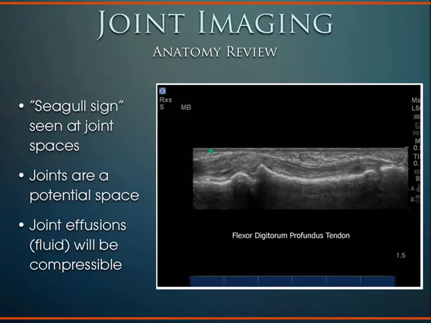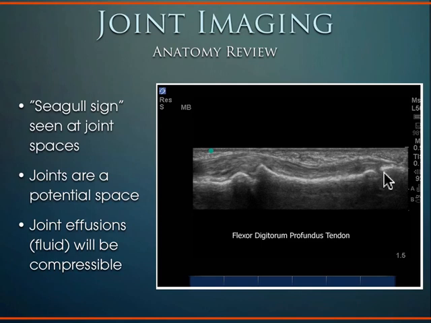So moving to joints and more bony anatomy now. When we're looking at joint anatomy on ultrasound, it has this kind of characteristic seagull sign. So I showed this image earlier. This is the PIP joint, proximal interphalangeal joint, and it has this kind of joint space here, proximal joint articular surface, distal joint articular surface, and this kind of seagull bird pattern. So that's just kind of a typical thing you'll see at joint spaces, and then distally, again, joint space here with distal articular surface here.